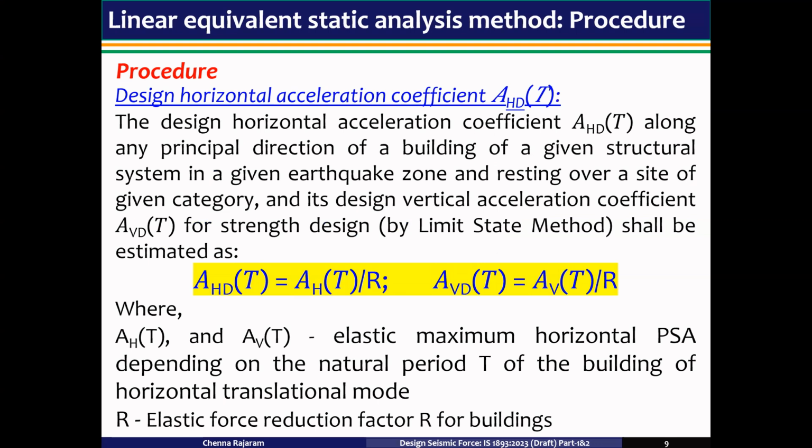The design horizontal acceleration coefficient along any principal direction of a building of a given structural system in a given earthquake zone and resting over a site of a given category and its design vertical acceleration coefficient for strength design shall be estimated as AHD of t is equal to AH of t divided by R. Similarly, in vertical direction, AVD of t is equal to AV of t divided by R, where AH of t and AV of t are the elastic maximum horizontal pseudospectral acceleration depending on the natural period t of a building of horizontal translatory modes. And R is the elastic force reduction factor R for buildings.